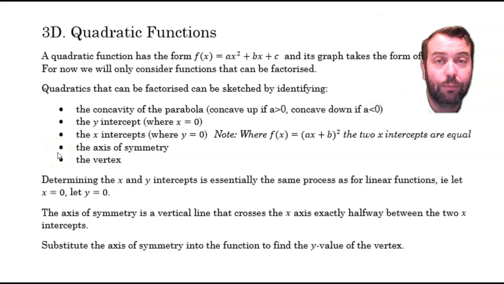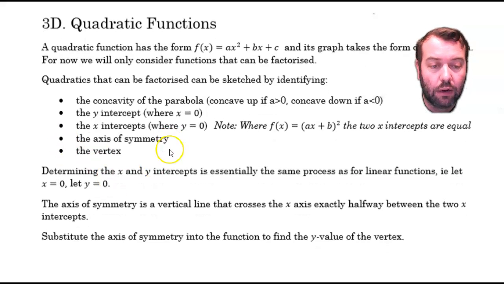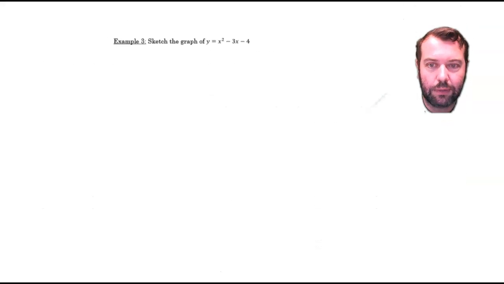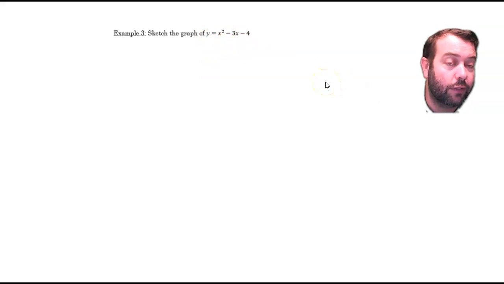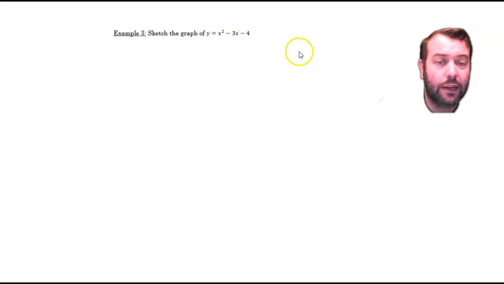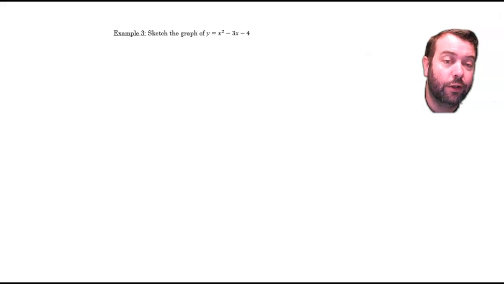So to review: concavity, y-intercept, x-intercepts, axis of symmetry, and vertex. Those are the 5 things we're looking for. Okay. Example 3. We want to sketch y equals x squared minus 3x minus 4. Using this technique, the first thing we're looking for is concavity. This has a leading term of positive 1, so x squared has a coefficient of positive 1, so it's concave up.